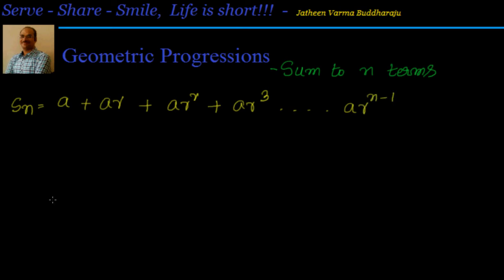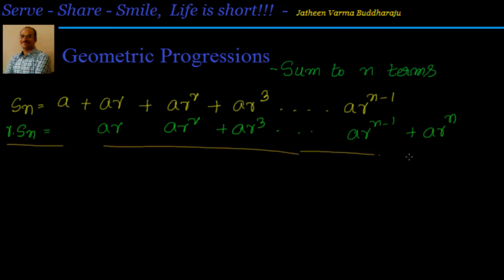What I will do is multiply Sn with r, and I will write r into Sn. It will be equal to ar square, ar cube, and ar to the power of n minus 1 plus ar to the power of n. So this is what you have when I have multiplied with r. Why am I doing that? So that I can cancel out the terms and get a simple formula out of that.